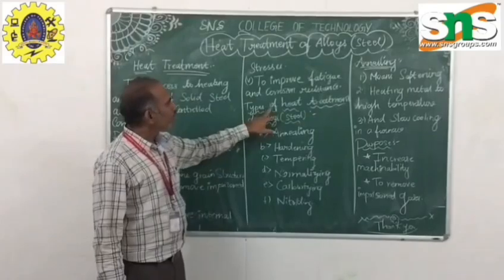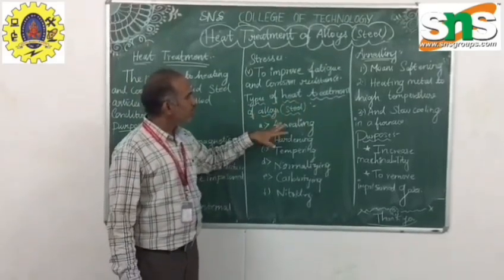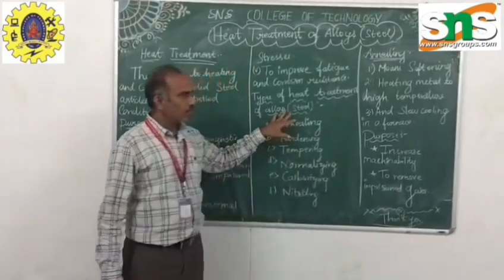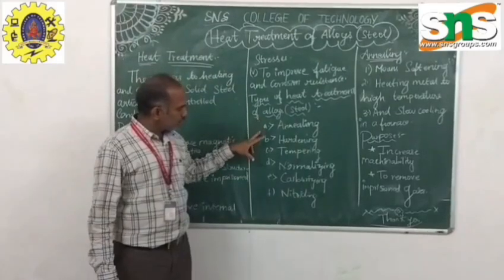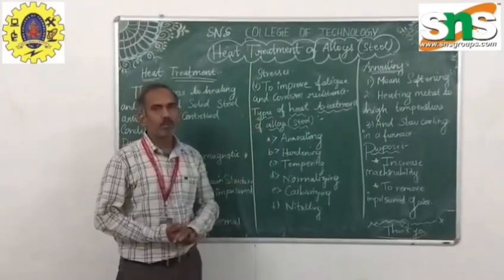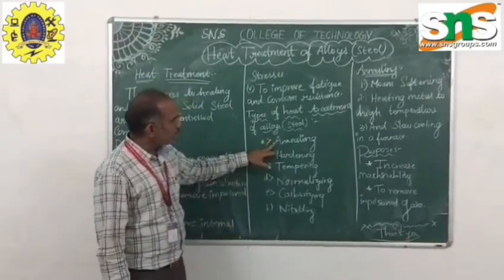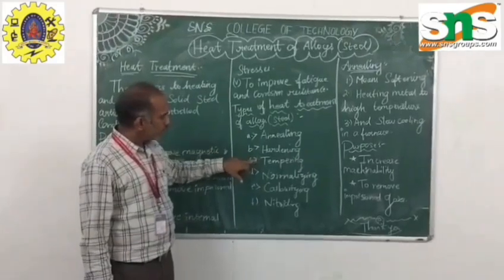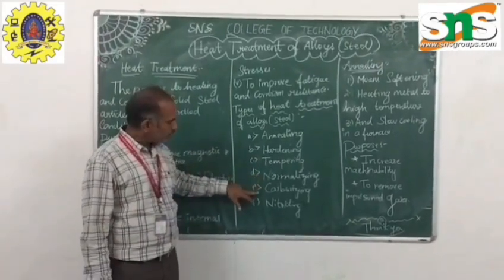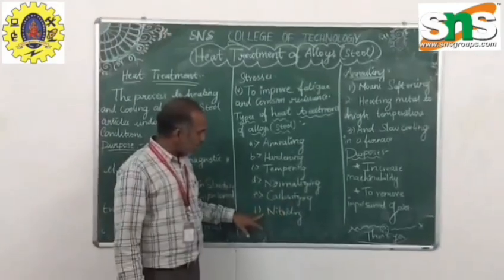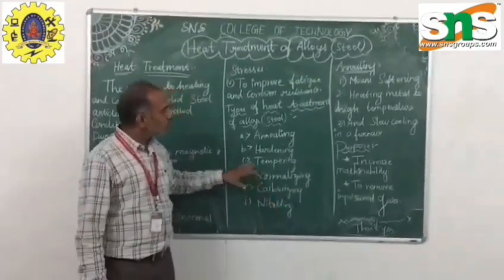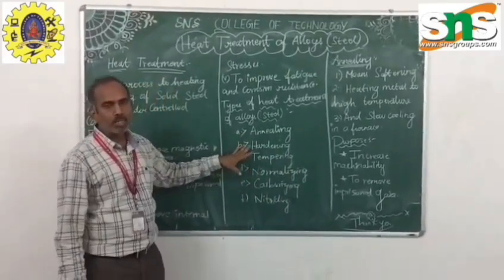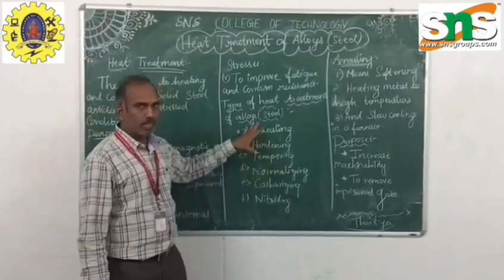Now the types of heat treatment of alloys, that means steel. Generally, when we talk about alloys, we can say we are talking about steel. There are six types of heating processes. The first one is annealing, and the second is hardening. The third one is tempering, the fourth is normalizing, the fifth is carburizing, and the sixth is nitriding. In this process, we improve the quality of the material, especially for steels.